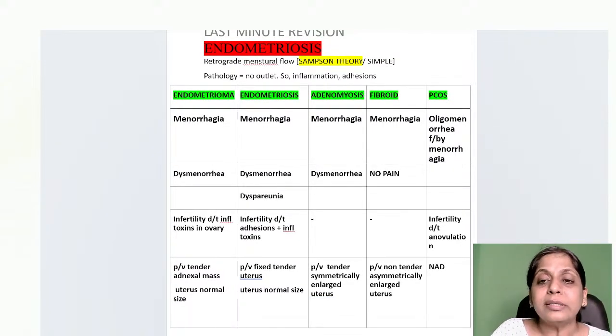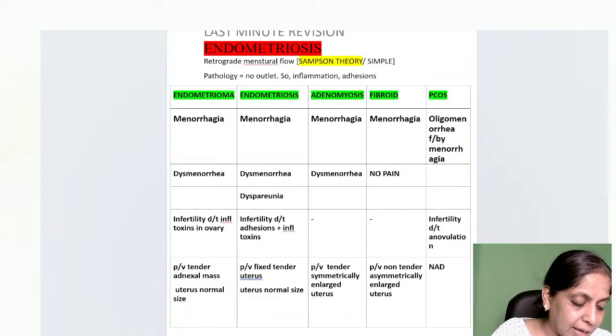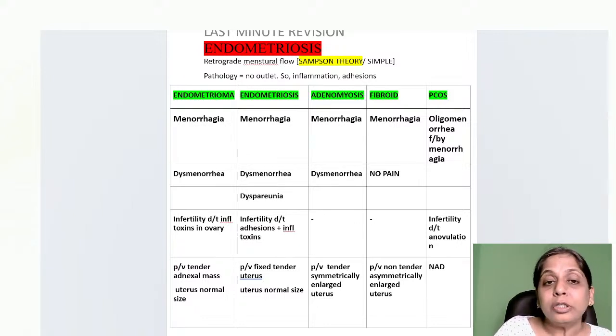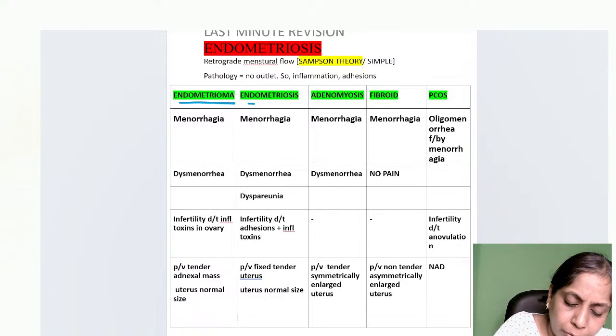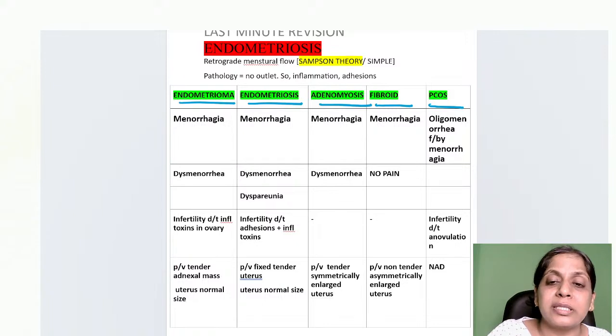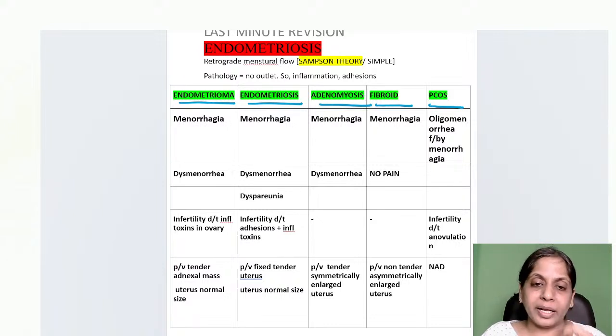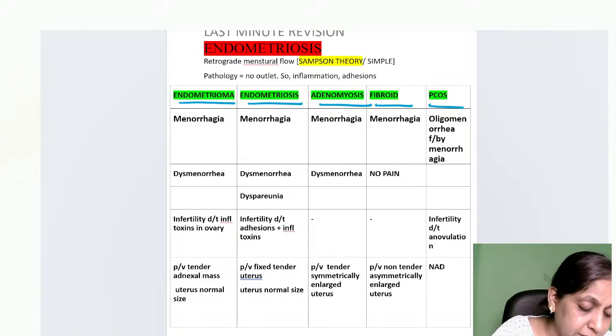In endometriosis, the endometrium has opened its new branch. As I told you, all these conditions, endometrioma, endometriosis, adenomyosis, fibroid and PCOS, are hyperestrogenic conditions, and all of them present with menorrhagia.